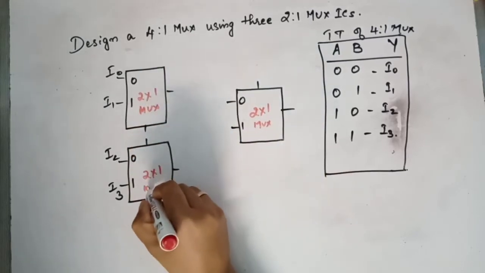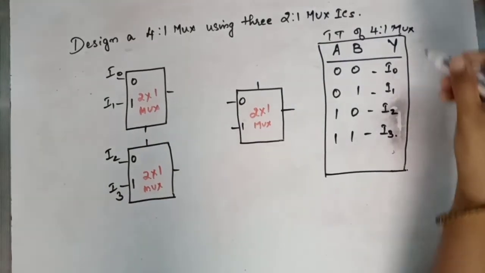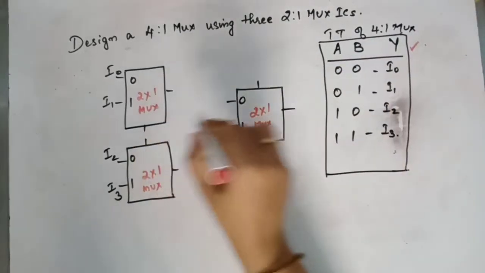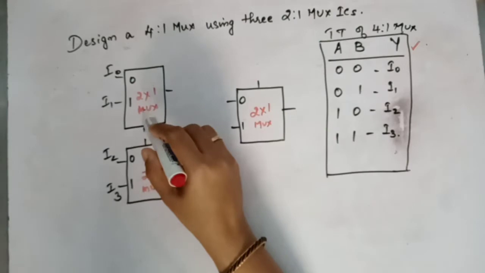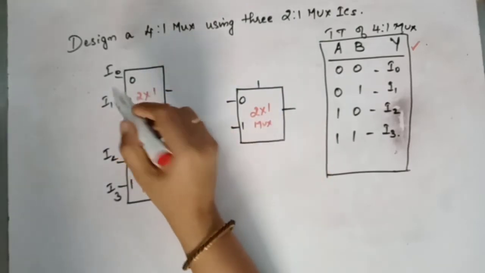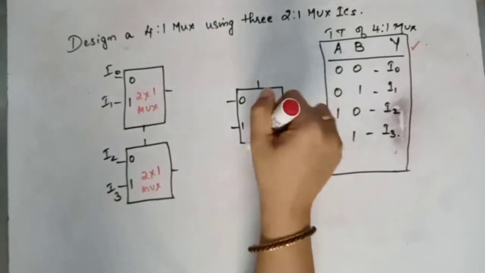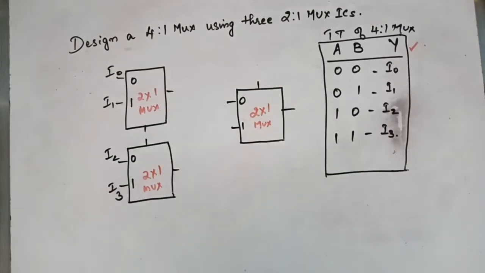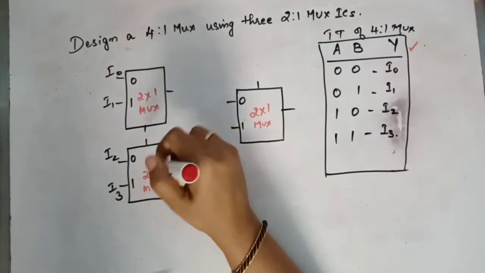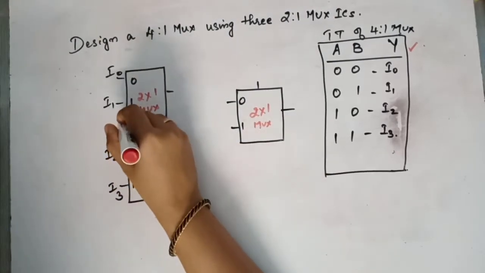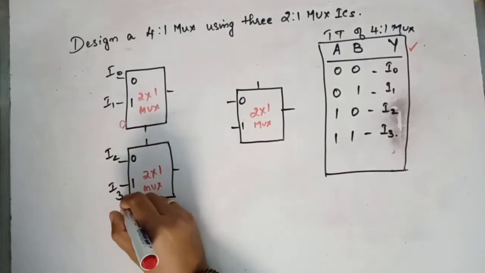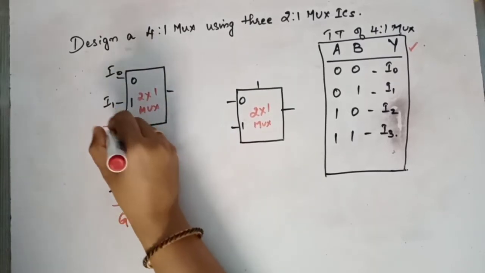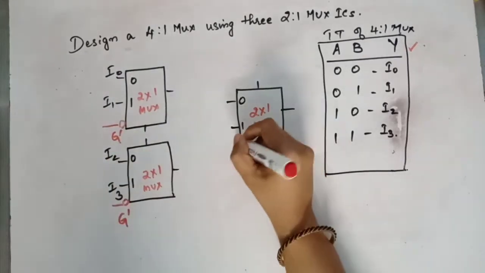Okay, and this is my truth table of the 4x1 mux. This is what I require. This is what I have. So for each of the 2x1 mux ICs, I have two inputs, one output, one select line. Okay, so I0, I1, I2, I3 I am taking as the input lines of the first two 2x1 mux ICs. Then you have the strobe. Yes, this is your G bar. So G bar, and this is your G bar.